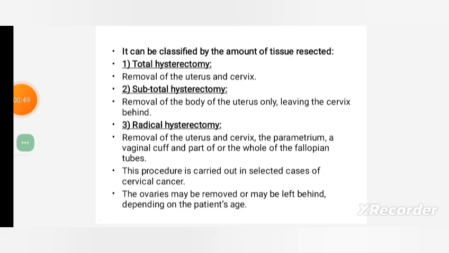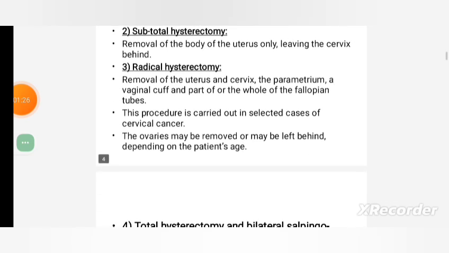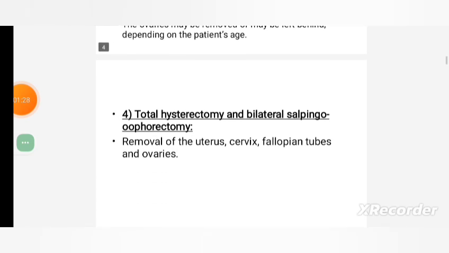It can be classified by the amount of tissue resected: total hysterectomy, subtotal hysterectomy, radical hysterectomy. Total hysterectomy is removal of the uterus and cervix. Subtotal hysterectomy is removal of the body of the uterus only, leaving the cervix behind. Radical hysterectomy is removal of the uterus and cervix, the parametrium or vaginal cuff, and part or the whole of the fallopian tubes. The procedure is carried out in selected cases of cervical cancer. The ovaries may be removed or may be left behind depending on the patient's age.